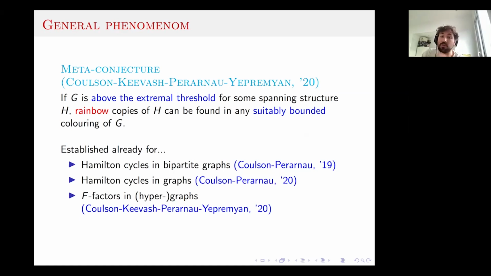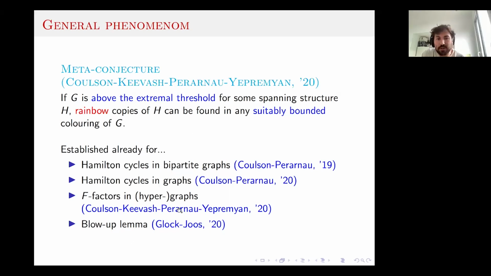Factors in general hypergraphs, so disjoint copies of some F covering the whole vertex set, was done by these authors. And in graphs, there's even a blow-up lemma. So sort of everything you can do with a blow-up lemma, you can do in this rainbow setting. So bandwidth theorem, etc.